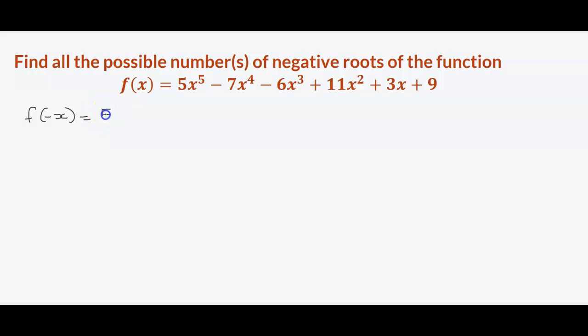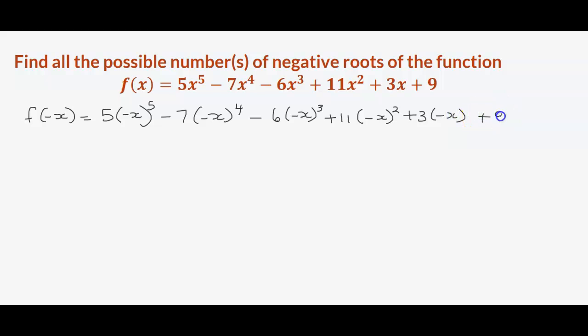So this is going to be 5 times negative x to the 5th power minus 7 times negative x to the 4th power minus 6 times negative x to the 3rd power plus 11 times negative x to the 2nd power plus 3 multiplied by negative x plus 9.